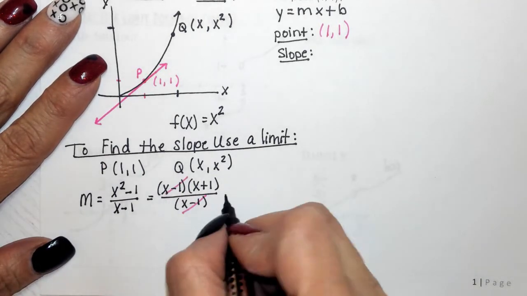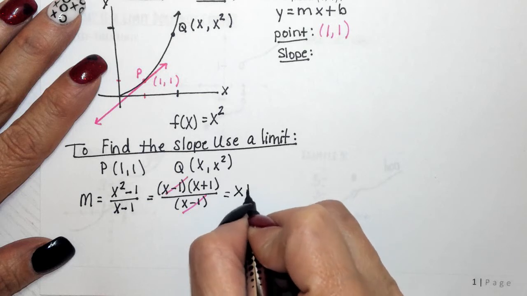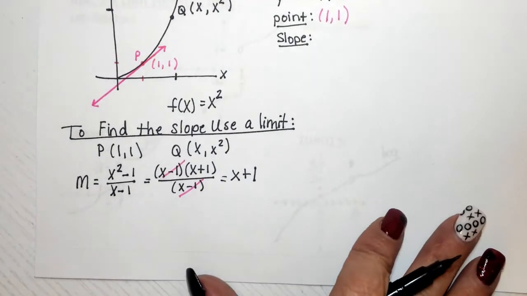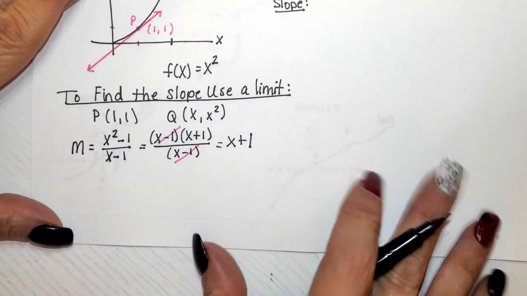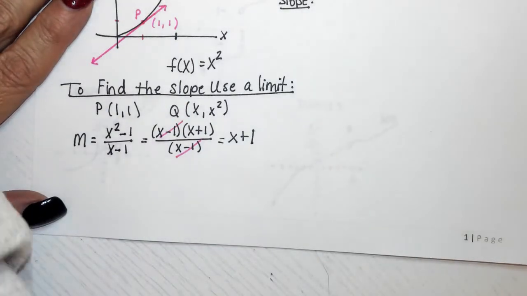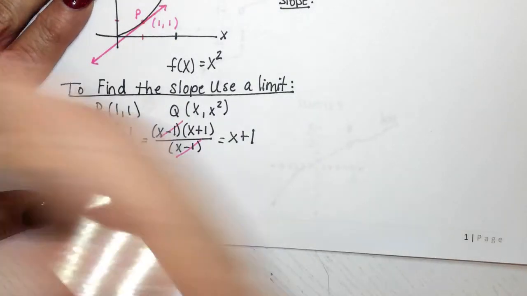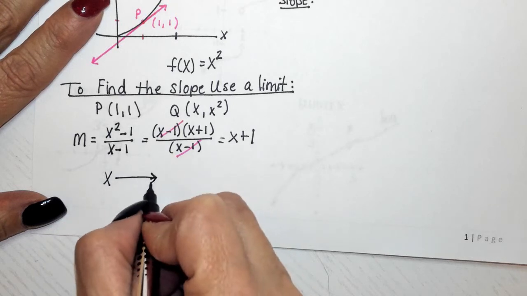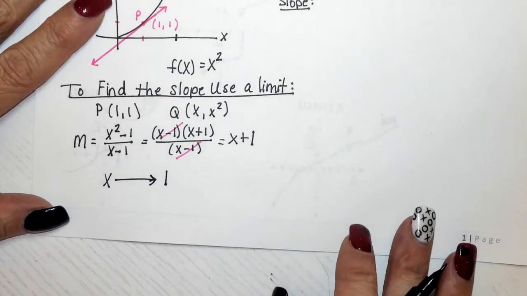That means the slope of this line is nothing more than x plus 1. Okay, well, let's see. That sort of helps me because now I know, here's what happens. As x approaches 1. Now, why is x approaching 1?